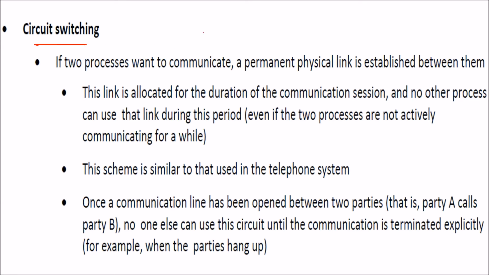What is circuit switching? It's just like the telephone system. If two processes want to communicate, there has to be a physical link established between them. This link is allocated for the duration of the communication session, and no other process can use this link during this period. Even if the two processes are not actively communicating for a while, nobody can use this link. So as I said, it is just like the telephone system.